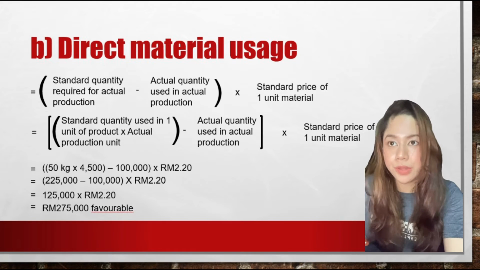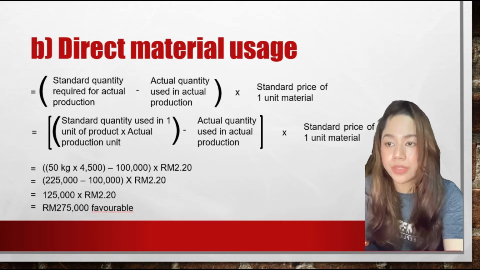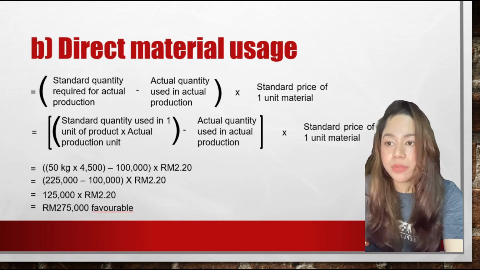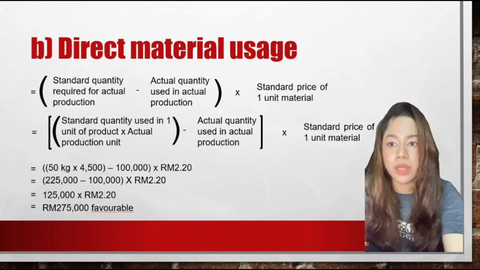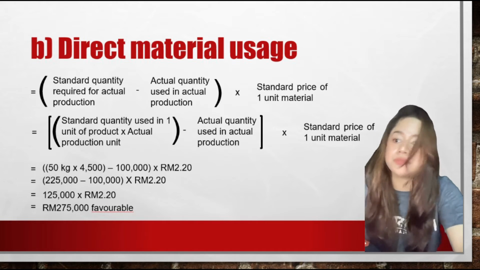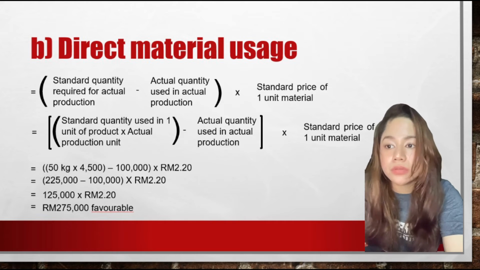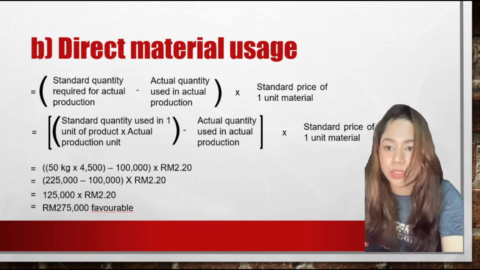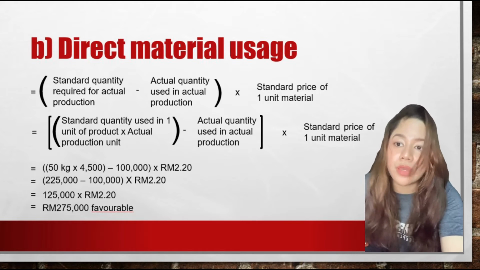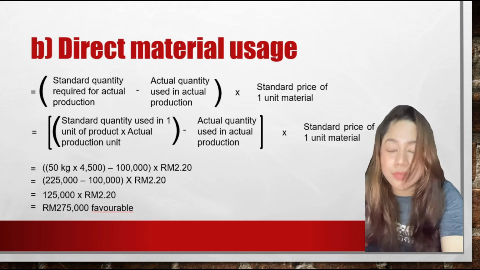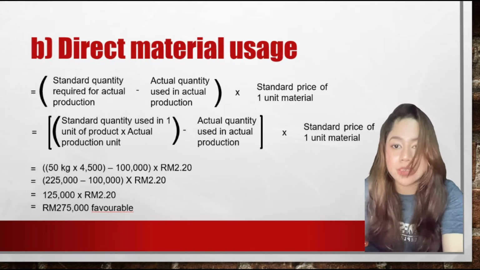Okay, hi. So I'll be explaining question B, which is direct material usage. So the formula is standard quantity required for actual production minus actual quantity used in actual production, and then times with standard price of 1 unit material. So equals to standard quantity used in 1 unit of product times with actual production unit in bracket, minus actual quantity used in actual product, and then times with standard price of 1 unit material.